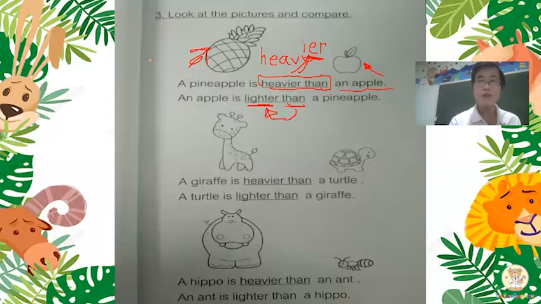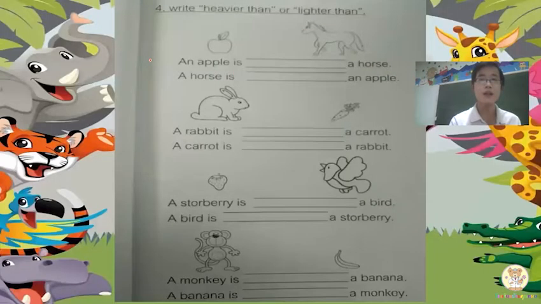Okay, let's move to the next page, everybody. Please pay attention to this page because now it's time for you to do some exercise. Number 4, write heavier than or lighter than. Right now, I believe all of you understand how to use heavier than and lighter than. You can see the first picture. This one we call an apple, right? And the right side we call a horse, H-O-R-S-E, a horse.